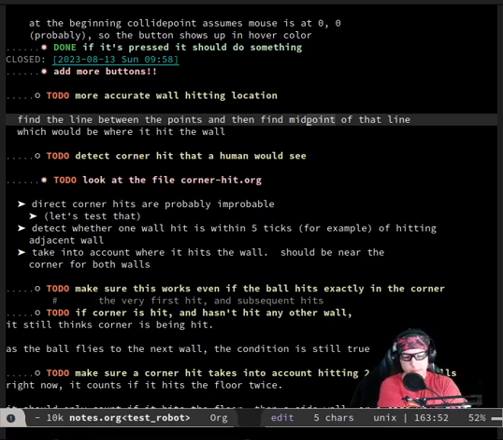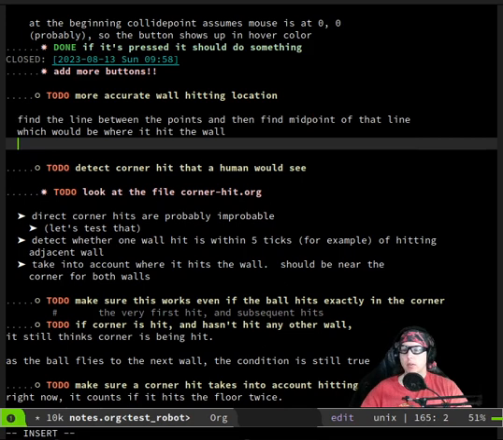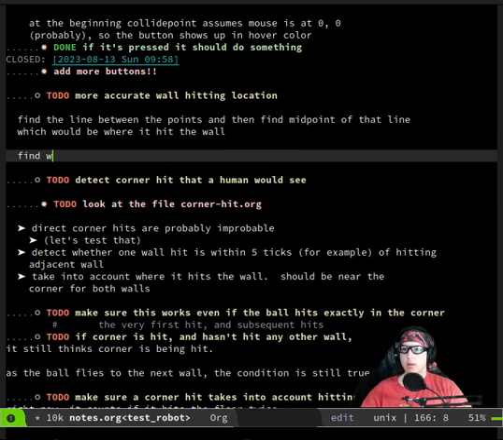Instead of midpoint, it'd be when either x or y was equal to 0. Yeah, that's true. Or the other end. Like, 0 would be the ceiling and the left wall, but then the other number for the floor and the right wall. Oh, yeah.